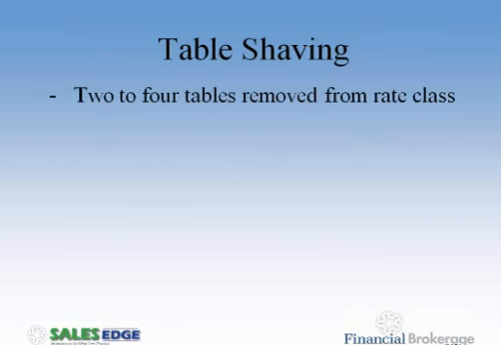What a table shave is: if you have, let's say, a client who's going to be a table 4, they have a system where if the client qualifies, they're going to underwrite and call the client a table 4, but they're going to issue it at a table 2 rate class. They're going to shave off those 2 tables. And several carriers have table shaves available.